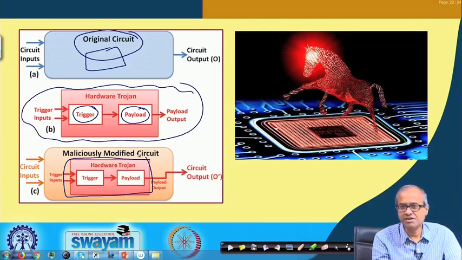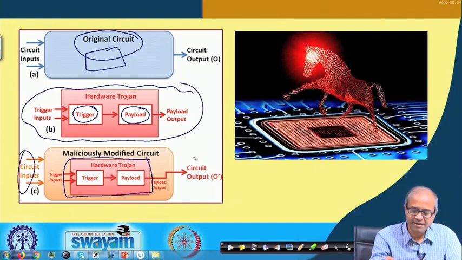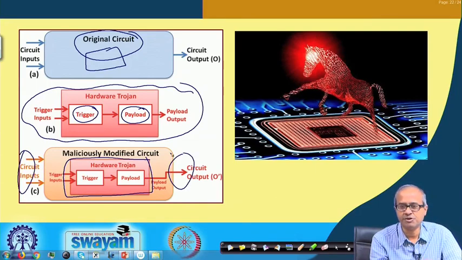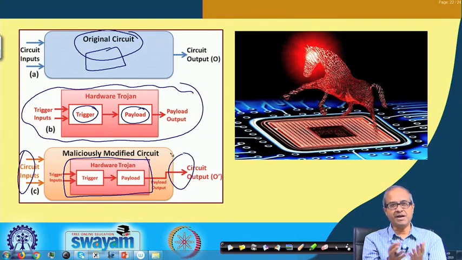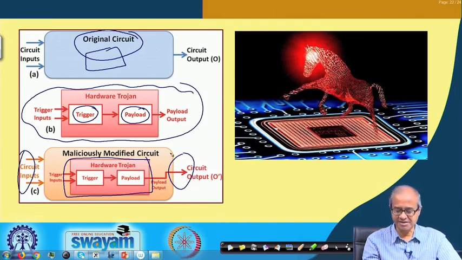The user does not know that something like this has happened, still the inputs are applied, outputs are obtained. Most of the time the circuit behaves normally, but sometimes the circuit may behave unpredictably, erratically, maliciously, whatever you say, whenever the trojan gets triggered. This is the basic idea.